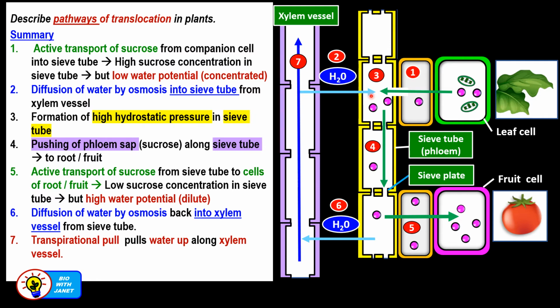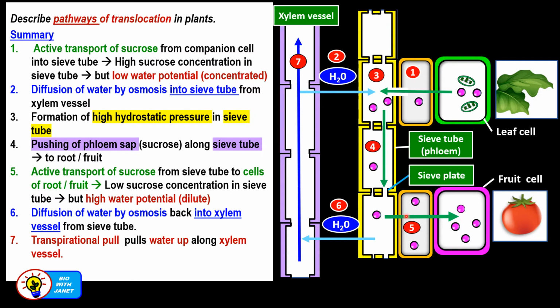Now, the movement of water into the sieve tube causes the formation of high hydrostatic pressure in the sieve tube. That's number 3. Number 4, the high hydrostatic pressure causes the pushing of phloem sap or sucrose along the sieve tube from the leaves down to the roots and to other parts, and also to the fruits.